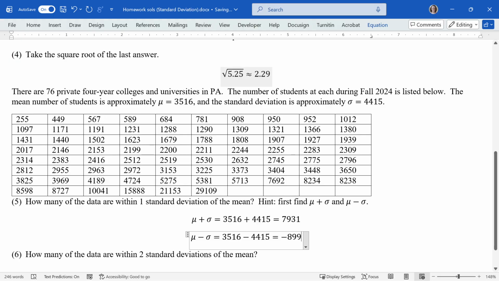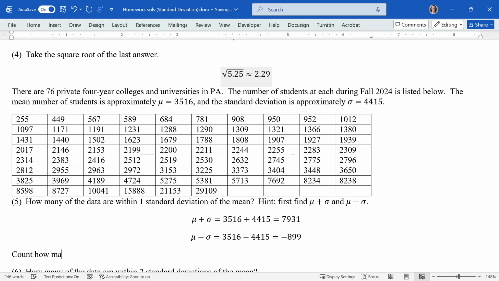Okay, so now what I'm going to do is count how many data are between negative 899 and 7931. And usually there aren't any that are right on those numbers. But if there were, we're talking about being within one standard deviation. So the word within is a little bit ambiguous. If you're exactly one standard deviation away, are you within one standard deviation? I would say you are, but it's a little bit ambiguous. Okay, but we almost never land right on those boundaries.